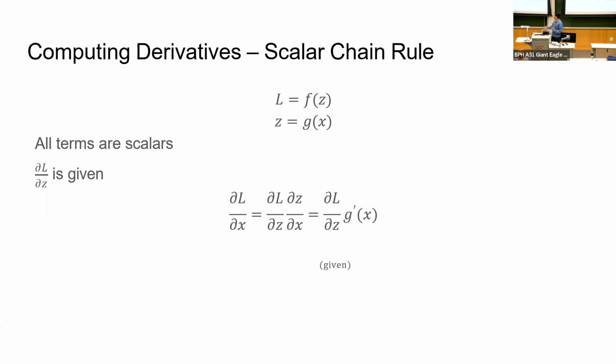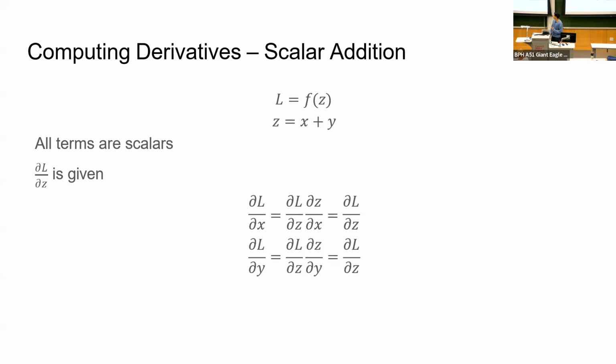So let's start with the simplest use case, when we are applying the scalar chain rule. Here we have a function which computes the loss with respect to an output z, and z is a function g of x. In this case, all terms are scalar, and del L by del x is given by this relation. So we have del L by del z times del z by del x, and when we multiply del L by del z by g prime of x, we already have the first variable, del L by del z. So we can use that to compute the derivative of L with respect to x.